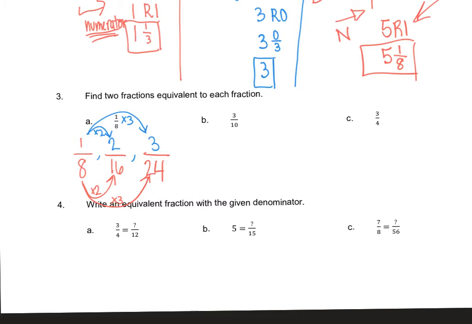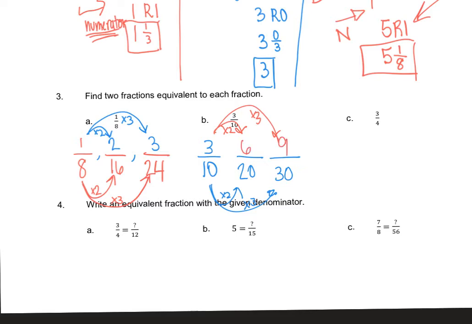All right, so let's do the same with the next one. 3/10. Let's do multiples on the bottom. So 10 times 2 and times 3. So 10 times 2 is 20. 10 times 3 is 30. So if you do it to the bottom, you have to do it to the top. So 3 times 2 is 6. 3 times 3 is 9. Very good. So 3/10, 6/20, 9/30 are all equal to each other.